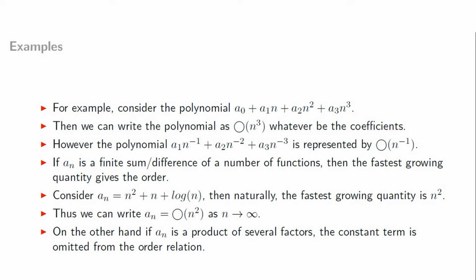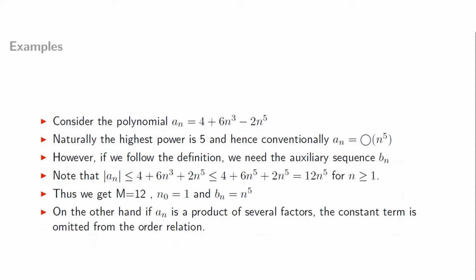If an is a finite sum or difference of a number of functions, then the fastest growing quantity gives the order. For example, consider an equal to n square plus n plus log n. Then naturally the fastest growing quantity is n square. Thus we write an as big O of n square as n tends to infinity. On the other hand, if an is a product of several factors, the constant term is omitted from the order relation. As another example, consider the polynomial an equal to 4 plus 6n cube minus twice n to the power 5.